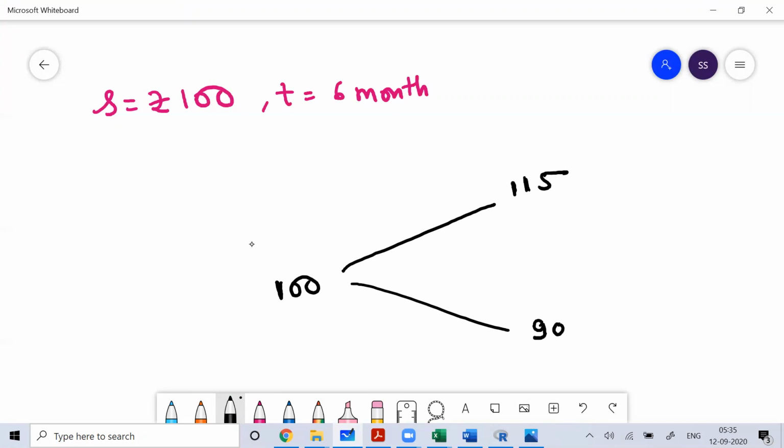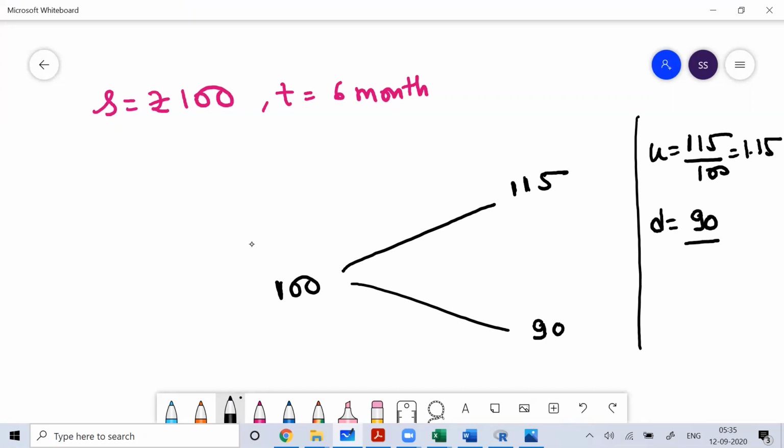With this you can find the value of u. U would be 115 by 100, that is 1.15. And then you can find the value of d. D is 90 by 100, that you will get 0.9. So you got the value of u, and you got the value of d.